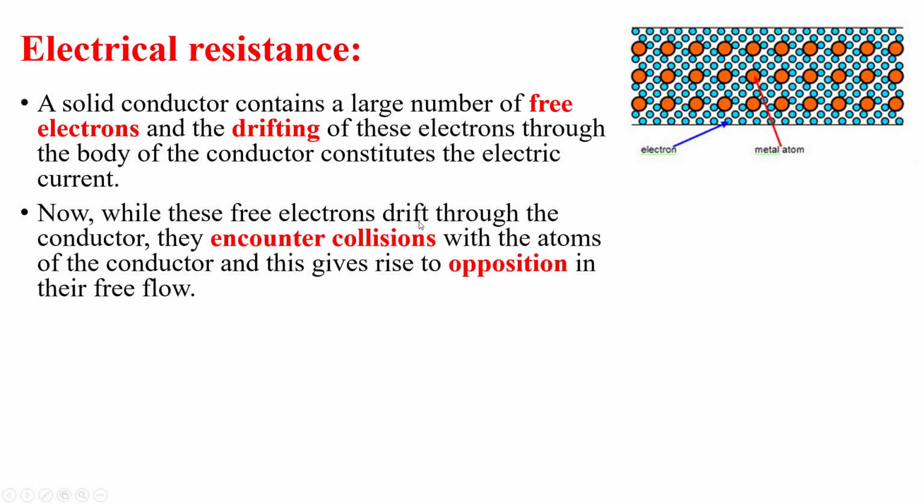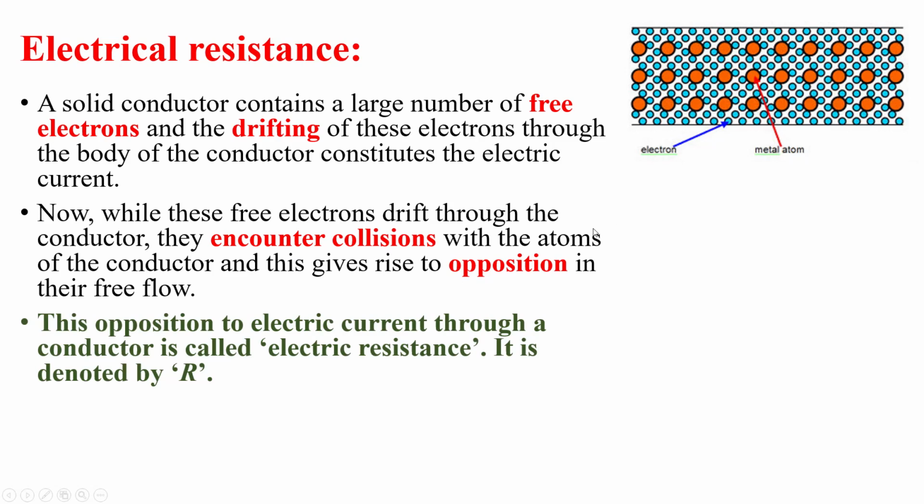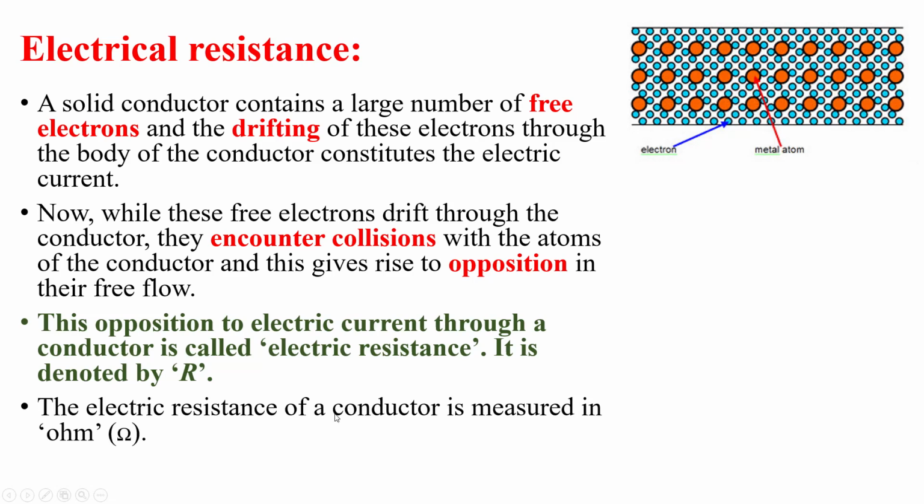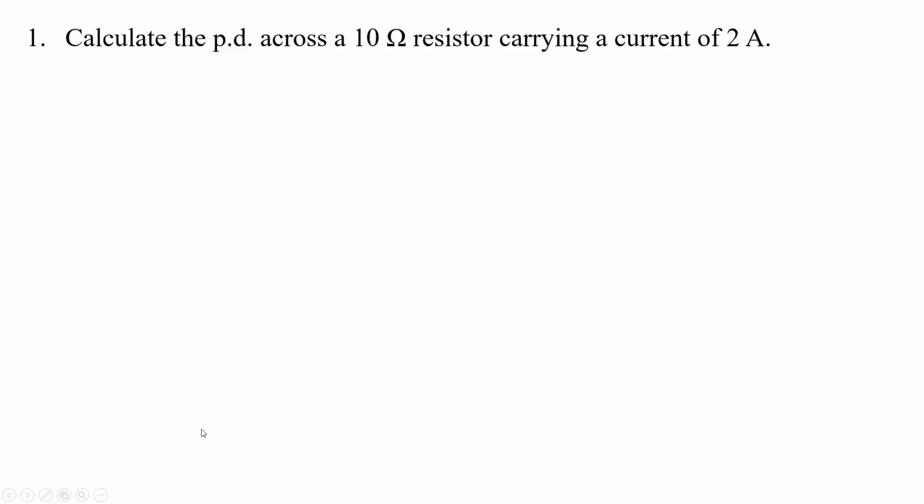While these free electrons drift through the conductor, they encounter collisions with the atoms of the conductor, and this gives rise to opposition in their free flow. This opposition to electric current through a conductor is called electrical resistance, and it is denoted by capital R. The electrical resistance of a conductor is measured in ohm. Now let's do some questions related to electrical resistance and Ohm's law.